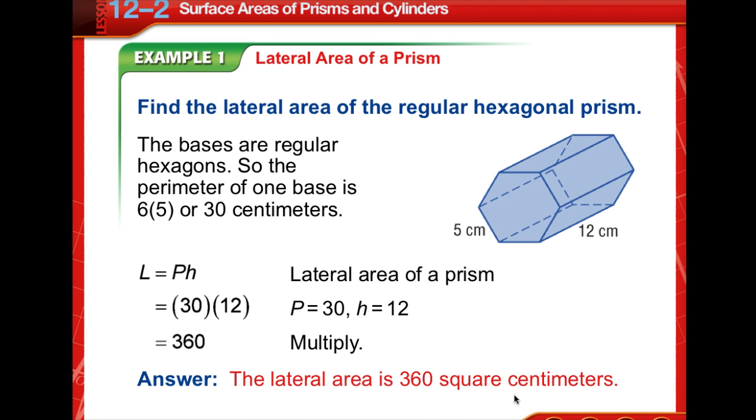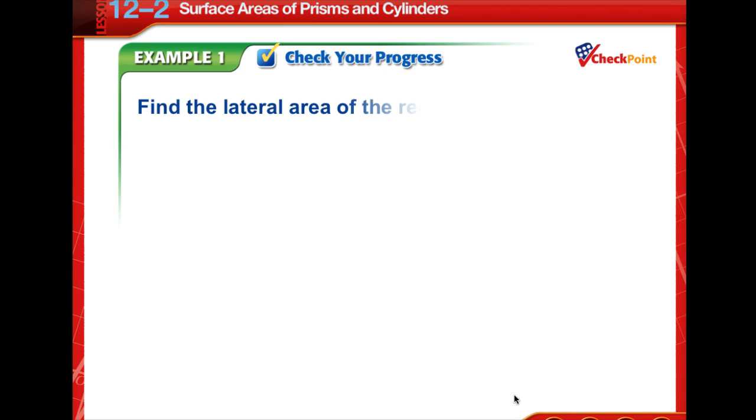Now something I want you to make a note of: the bases of a right prism are congruent, but the faces are not always congruent. That's important enough, I'm going to say it again because it needs to be in your notes. The bases of a right prism are congruent, but the faces are not always congruent. The surface area of a prism is the sum of the lateral area and the area of the bases.